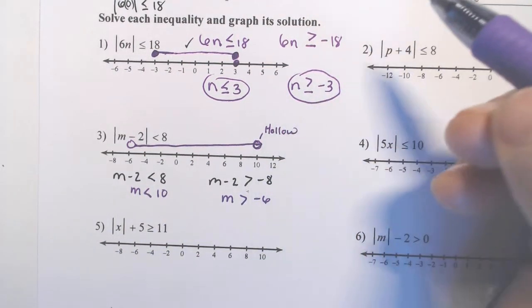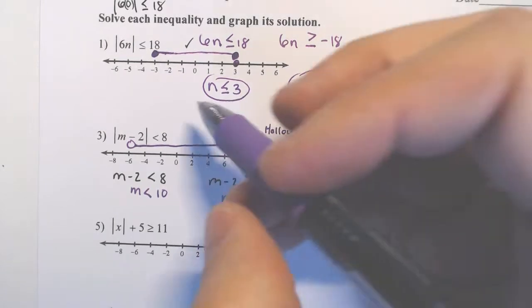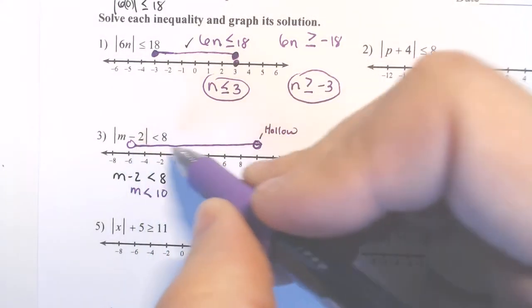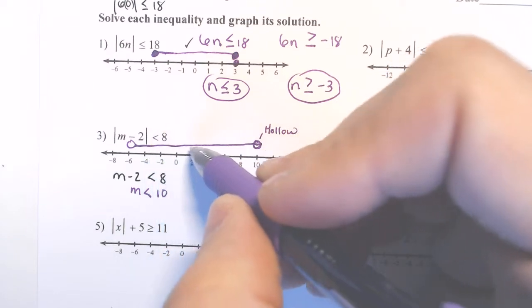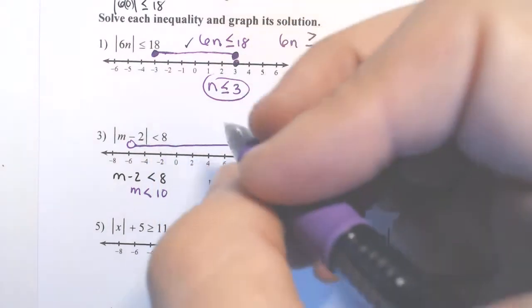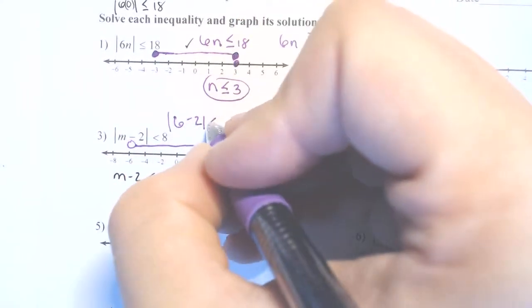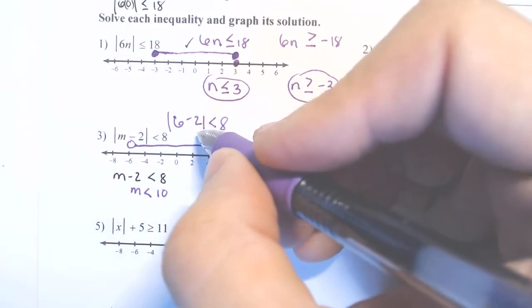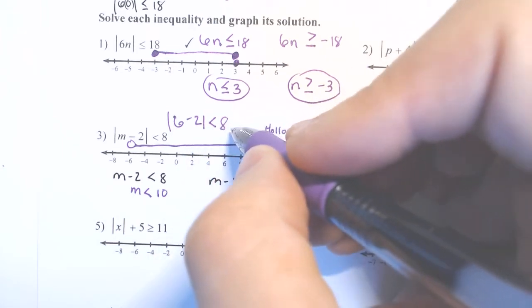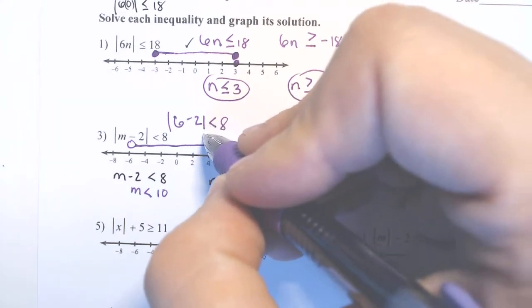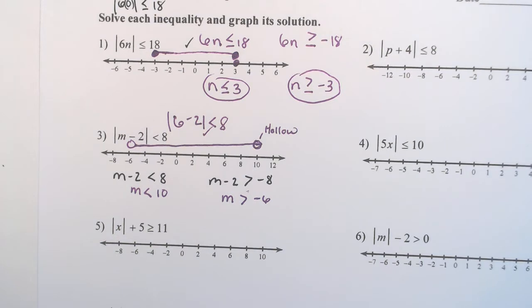Again, I would like you to plug in a number to check to see if it works. So you can plug in any number in between negative 6 and 10. So I'm going to plug in an easy one. Let's plug in 6. 6 minus 2, the absolute value of that has to be less than 8. Well, 6 minus 2 is 4. Is 4 less than 8? Yes. So that is a right and correct answer. You're going to find that these inequalities sometimes don't have right answers. They just don't. Okay?